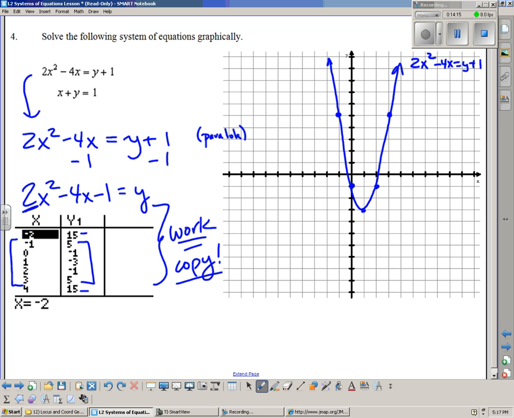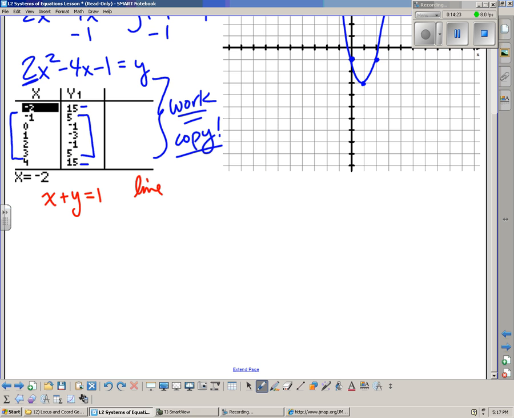And now I need to make a graph for x plus y equals 1. Well, x plus y equals 1, since there's no squared terms, is a line. So I subtract the x over, so I get y equals -x plus 1. So I have my slope of -1 over 1 and my y-intercept of 1.